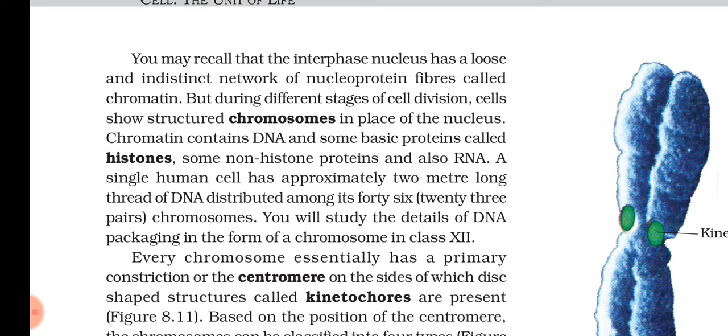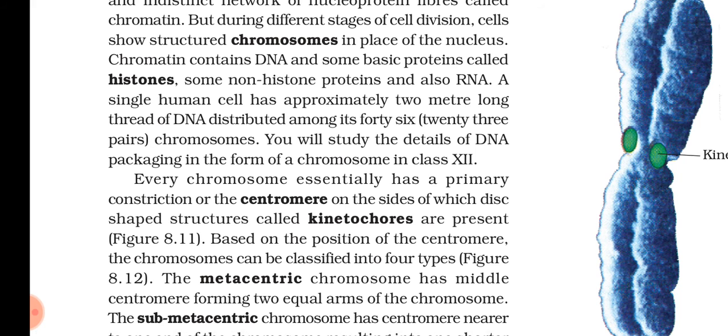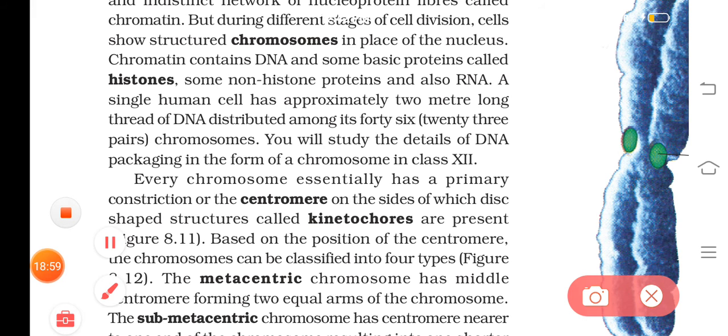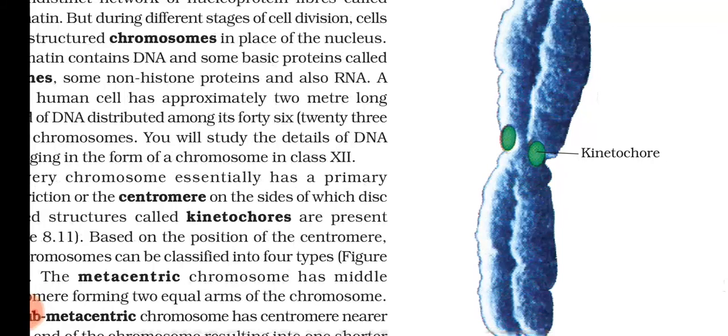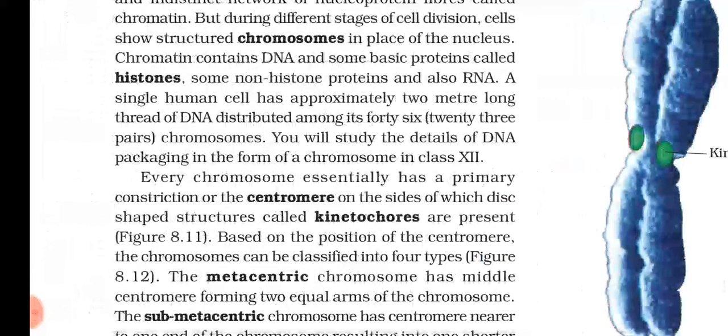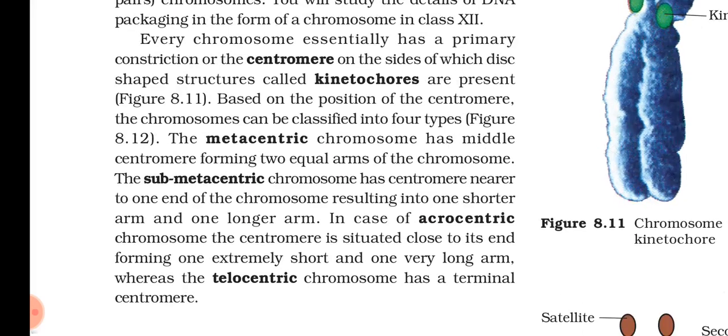Now if you see the structure of a chromosome, you can see a constricted area, a narrow area. That narrow area is known as the centromere. It is also called the primary constriction, and on its side you can see a disc-shaped structure, which is known as the kinetochore. So you can see the kinetochore is present on the side of the centromere. What is the other name for the centromere? Primary constriction. Clear?